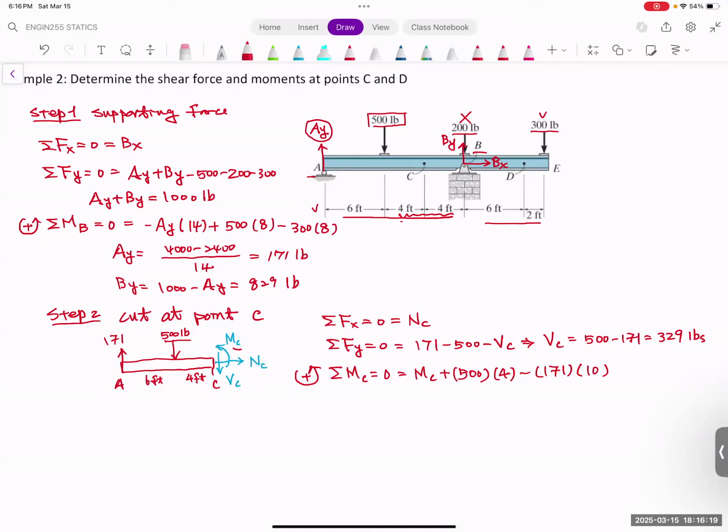So then we can multiply the 500 times 4 and minus 171 times 10, and that will give us 290, and that means the M sub C is going to be negative 290 pound-feet.